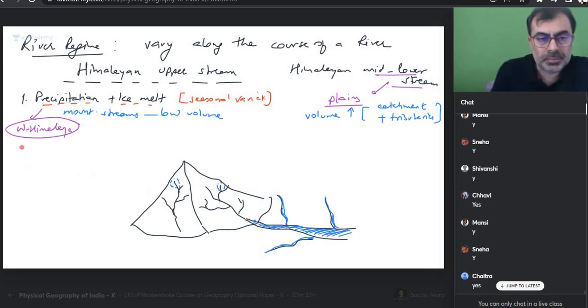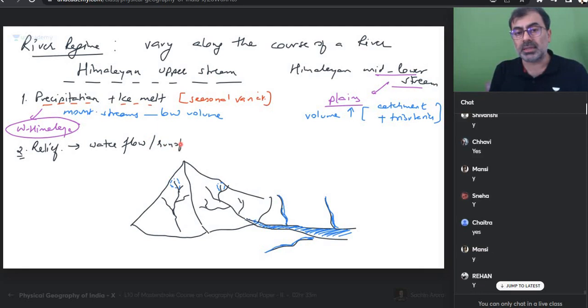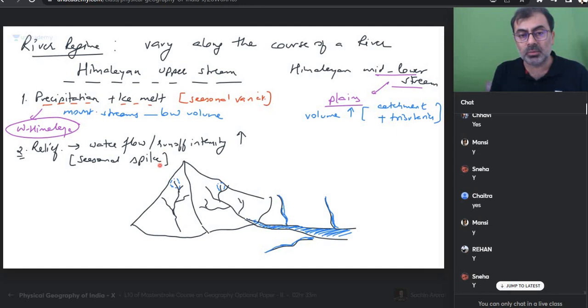Number 2, I believe. Can I say the relief also is steep? Relief, steep. Yes or no? So water flows. Runoff intensity, somebody said, will be high, cannot be stopped unless we dam it. So in the upper reaches, can I say there will be a seasonal spike in the volume when too much rain happens?